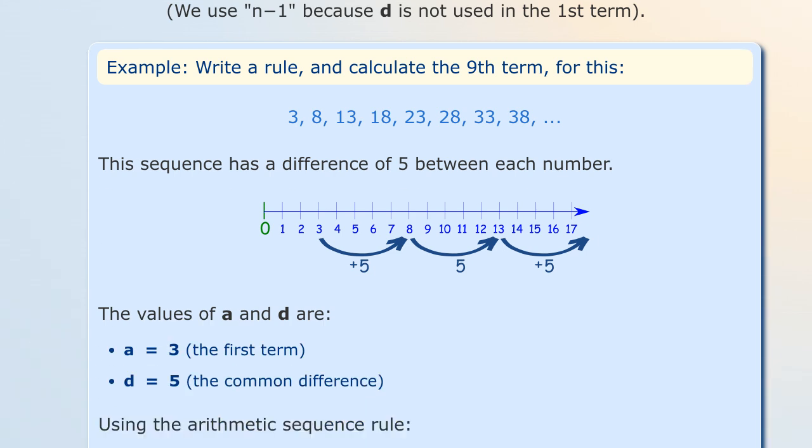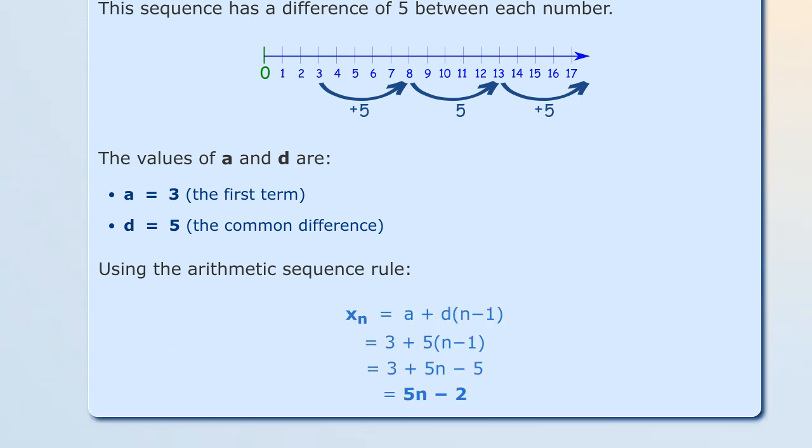Example: write a rule and calculate the 9th term for this arithmetic sequence: 3, 8, 13, and so on. This sequence has a difference of 5 between each number. So a equals 3, the first term, and d equals 5, the common difference. Using the rule, x sub n equals a plus d times n minus 1, which equals 3 plus 5 times n minus 1, which is 3 plus 5n minus 5, which is 5n minus 2.